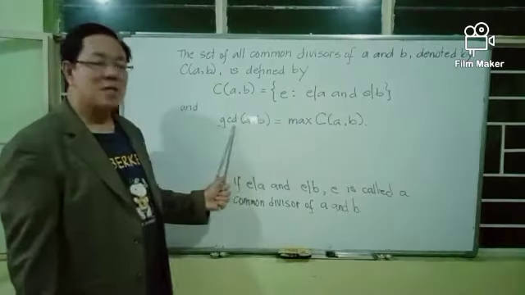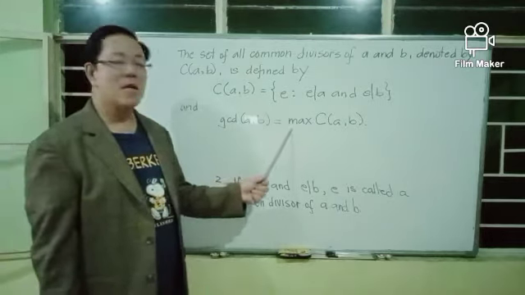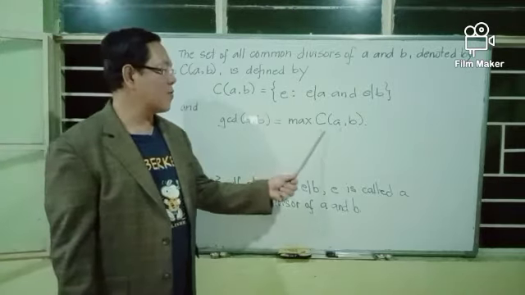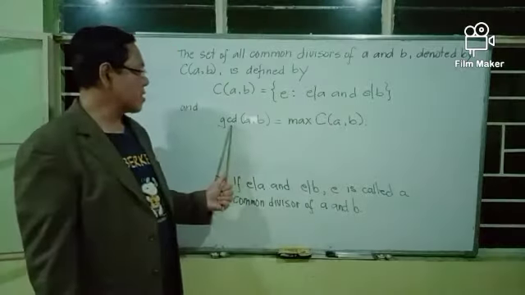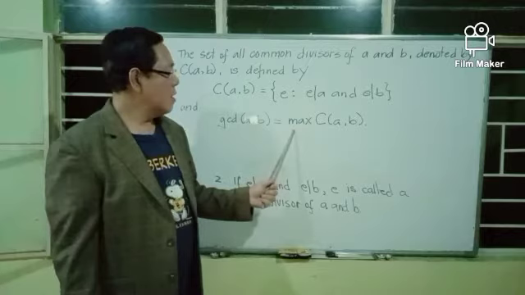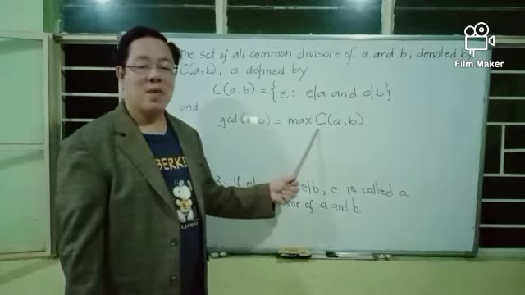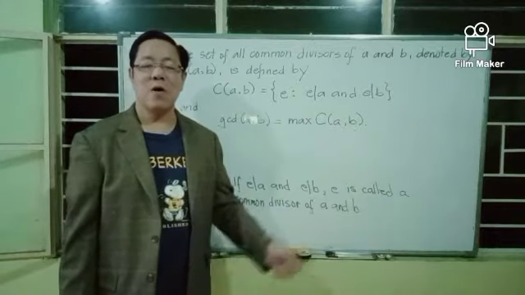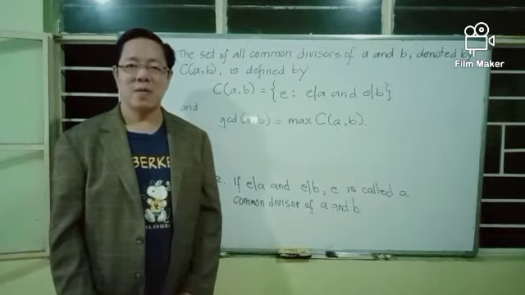The greatest common divisor of A and B is the largest, the maximum among the common divisors of A and B. Or the greatest common divisor of A and B is the largest element of the set C of A, B, the set of all common divisors of A and B.